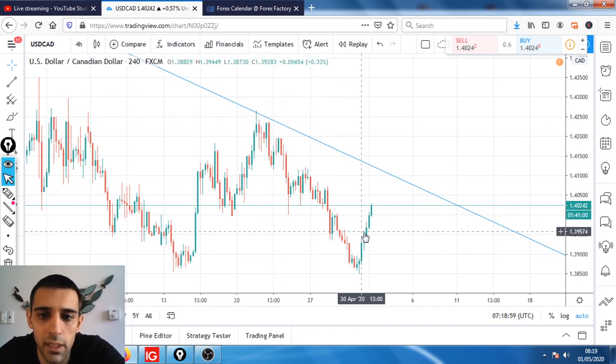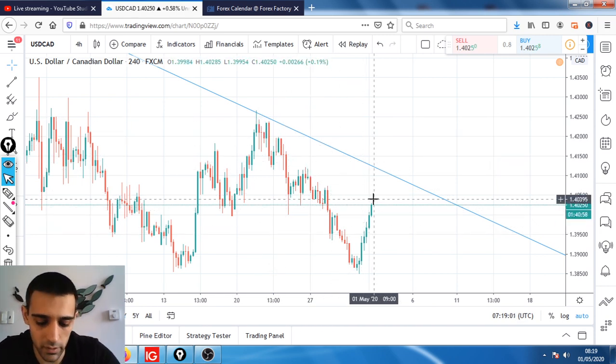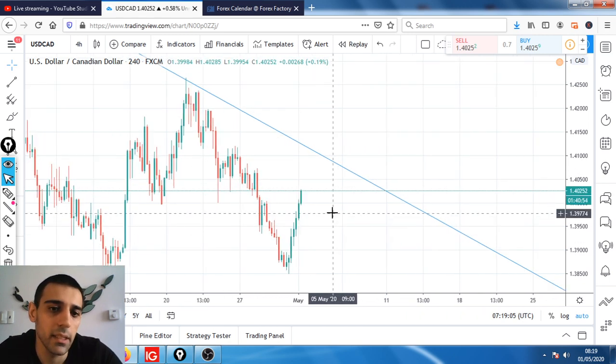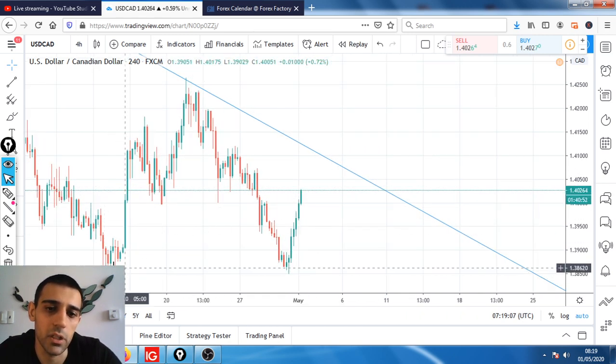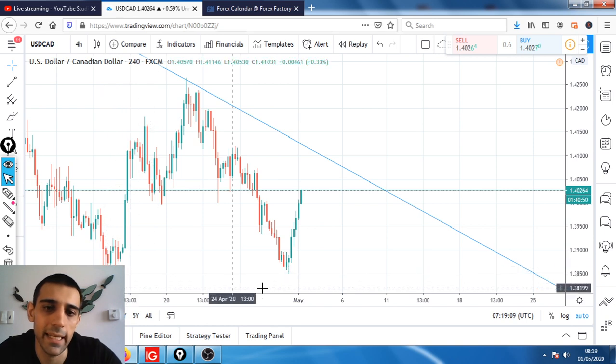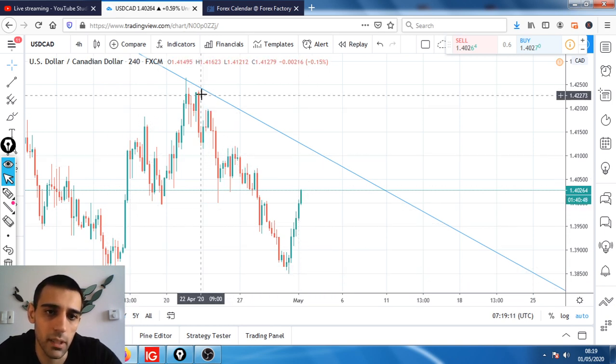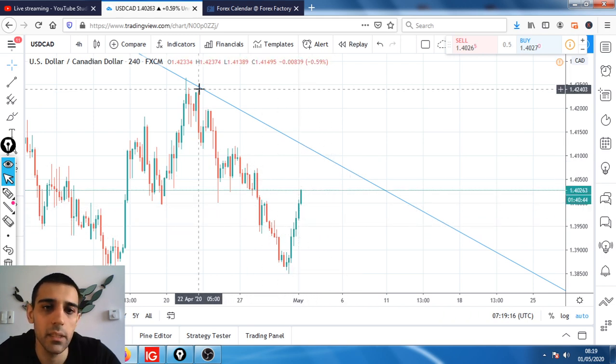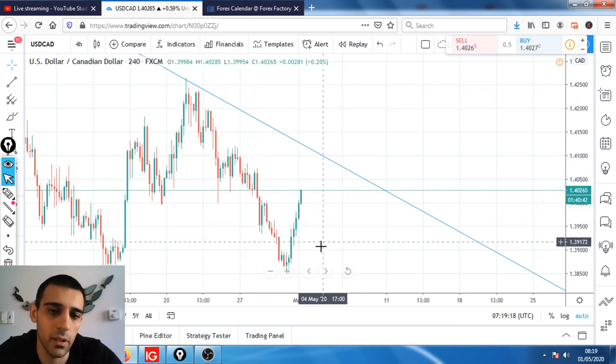I do still think there will be a retracement before it continues to go downside, as it's just having a reaction from the daily lows. So I do think that the price is going to fall at some point. So let's have a look at what we can do about it.